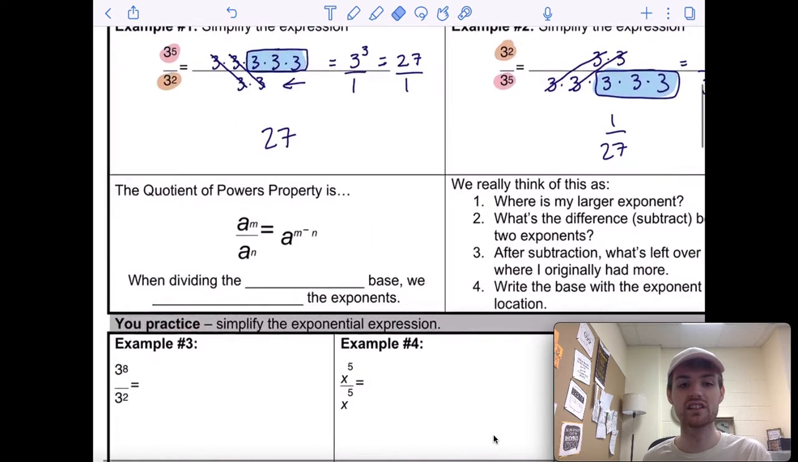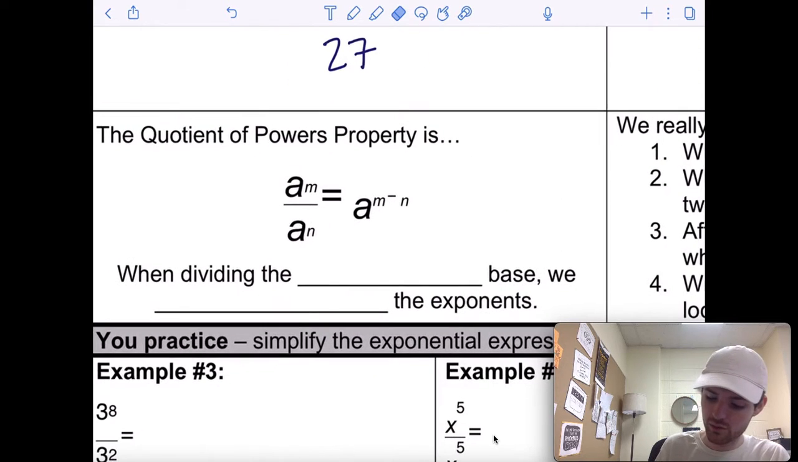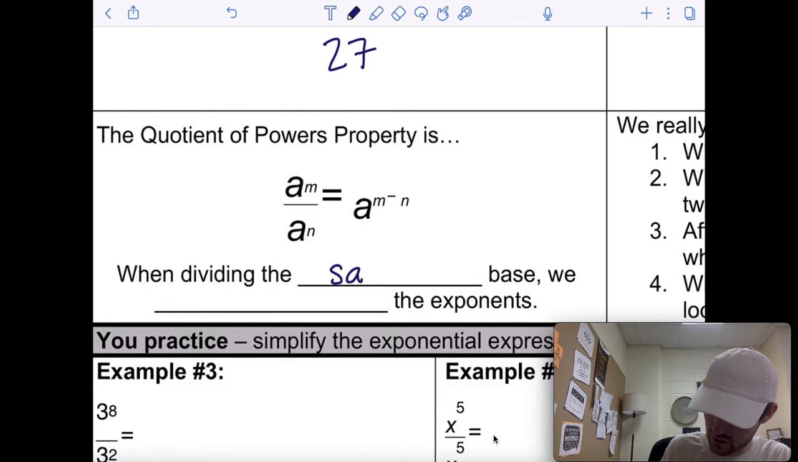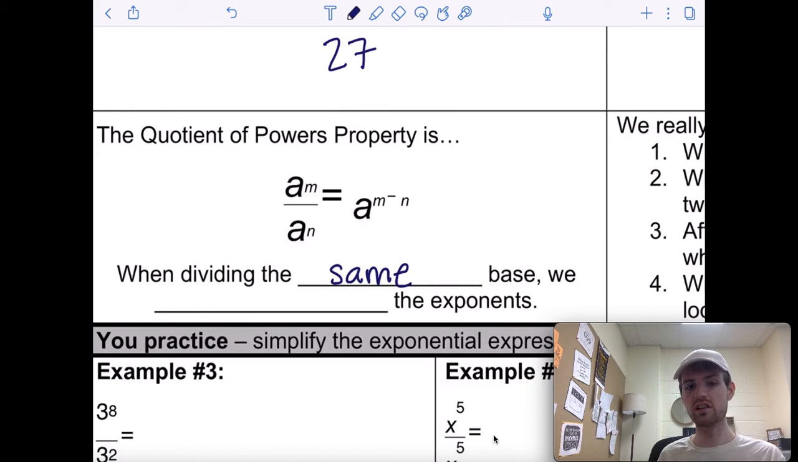It is the quotient of powers property. When we're dividing by the same base, we subtract the exponents.